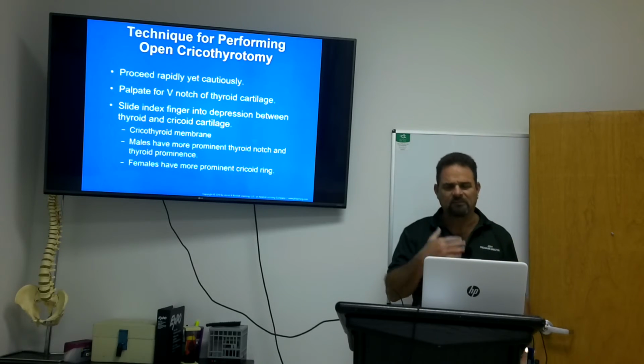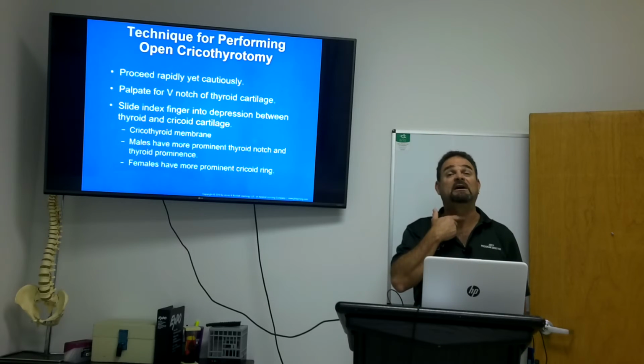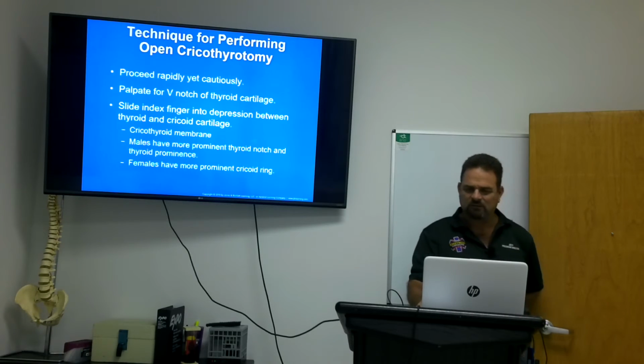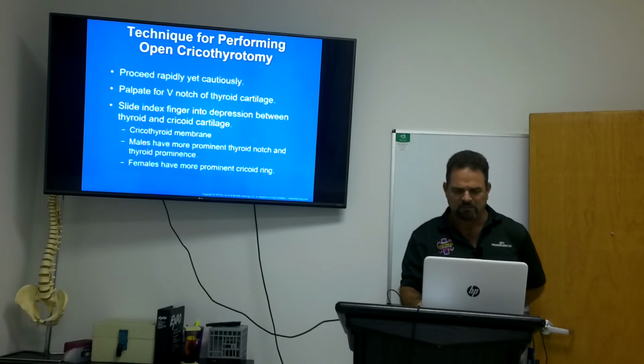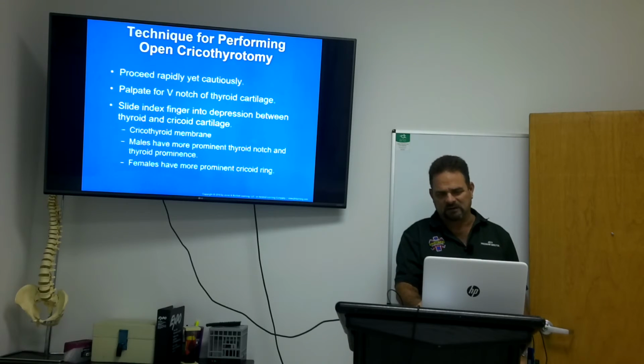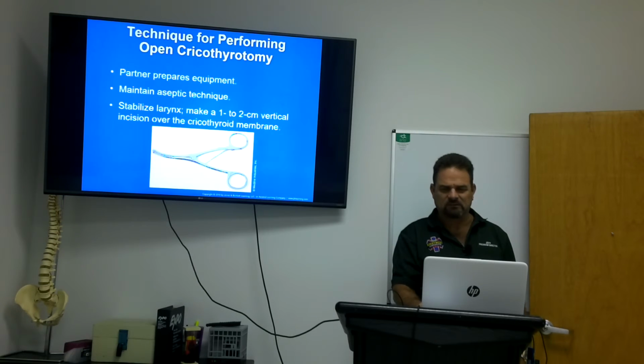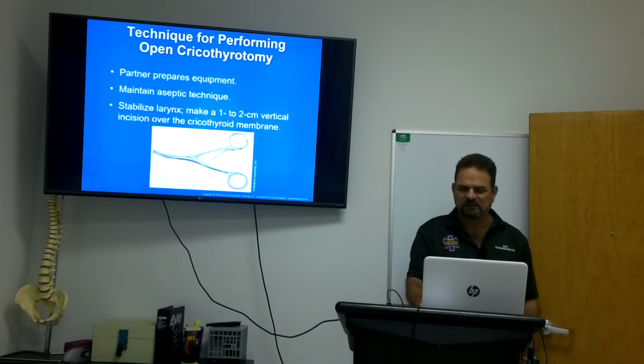Technique: must proceed rapidly yet cautiously. Identify the cricothyroid membrane by palpating for the V-notch of the thyroid cartilage, which is the high, sharp bump. When you have located that V-notch, slide your index finger down into the depression between the thyroid and the cricoid cartilage, which is the membrane. Males have a more prominent thyroid notch than females. When palpating the anatomy in females, first locate the cricoid ring, then the cricothyroid membrane, and finally the thyroid cartilage. Your partner should prepare the equipment and ensure the cardiac monitor. Maintain aseptic technique when you cleanse the area with iodine.